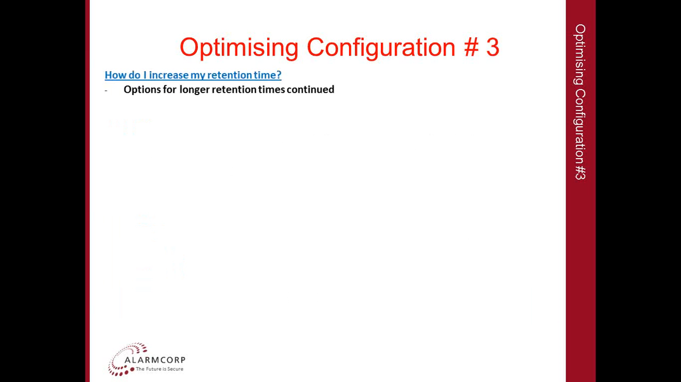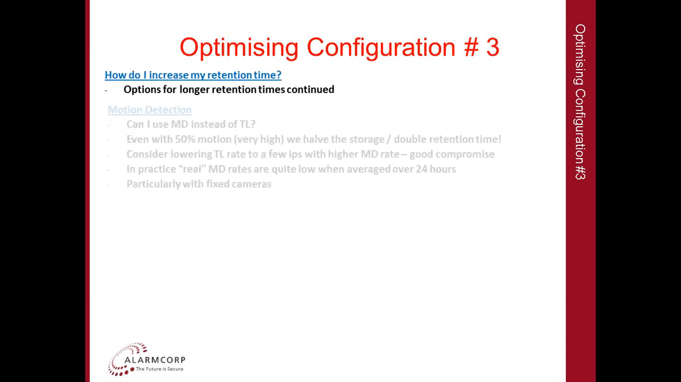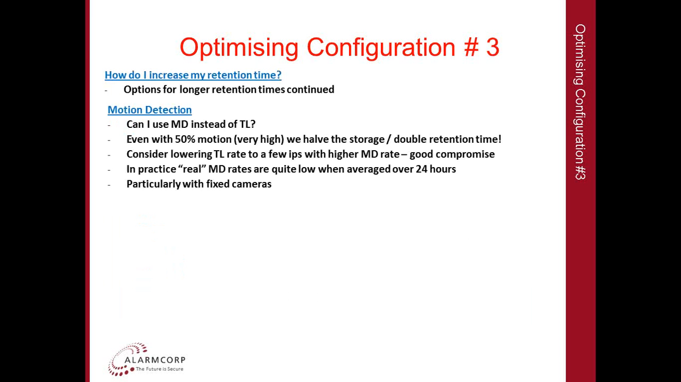Looking at it from the other perspective, how do I increase my retention time? We've looked at recording rates, we've looked at bit rates, we've looked at resolution. Now let's look at motion detection. Can I use motion detection instead of time-lapse? Even with 50% motion detection, which is very high, we either halve the storage requirements or we double the retention time. You should consider using a lower time-lapse rate with a few images per second with a higher motion detection rate. This is often quite a good compromise.